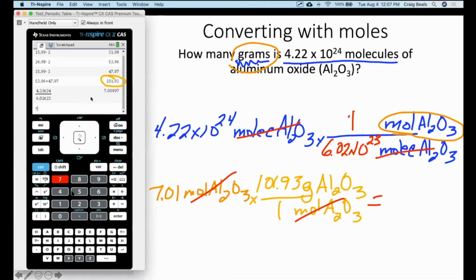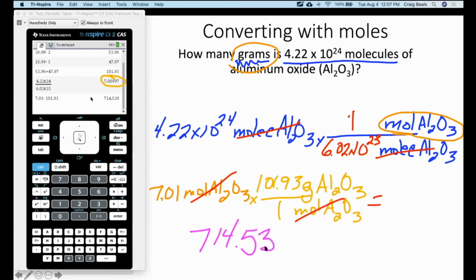I've got 7.01 times 101.93. Hit the enter. There's my answer. Do a different color, make it nice and legible. We have 714.53. Again, significant digits is a whole other conversation. So if you're wondering about those, you'll have to watch another video on that. And that's Al2O3. Here's what we did.